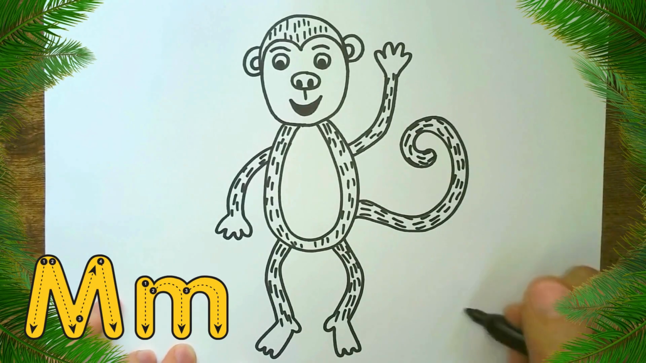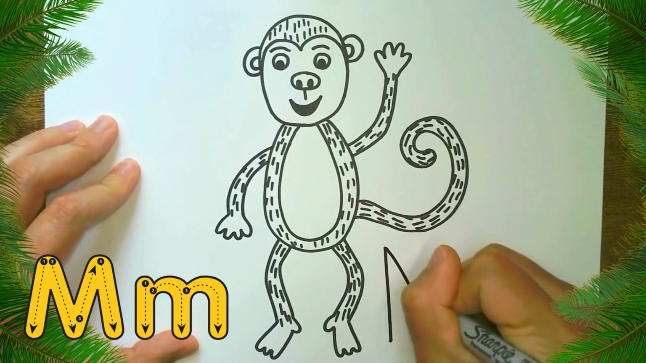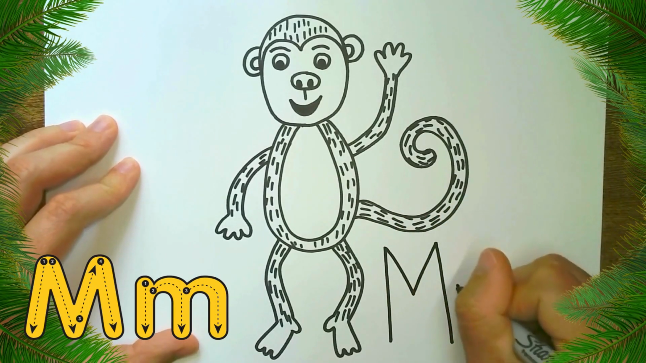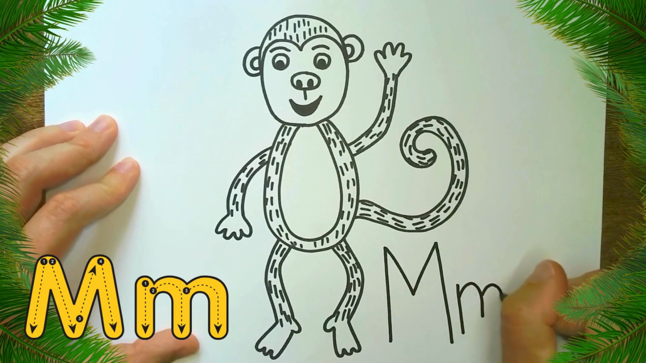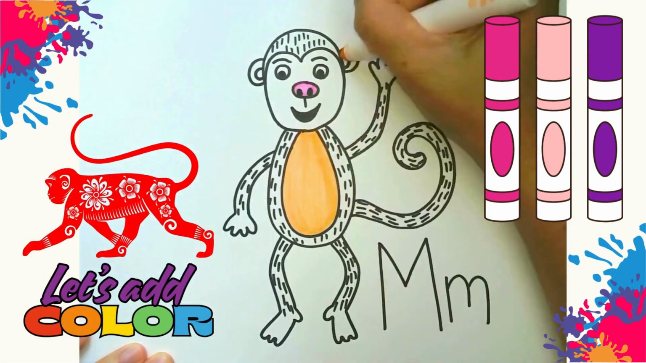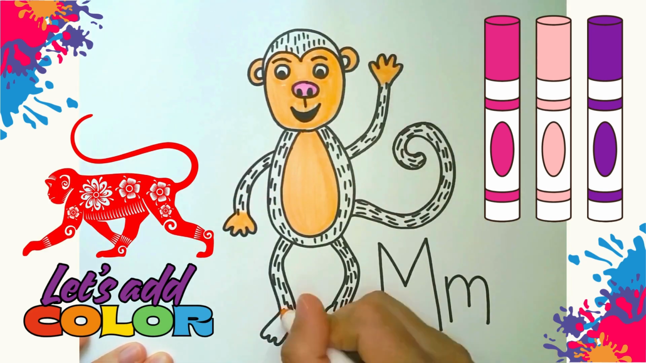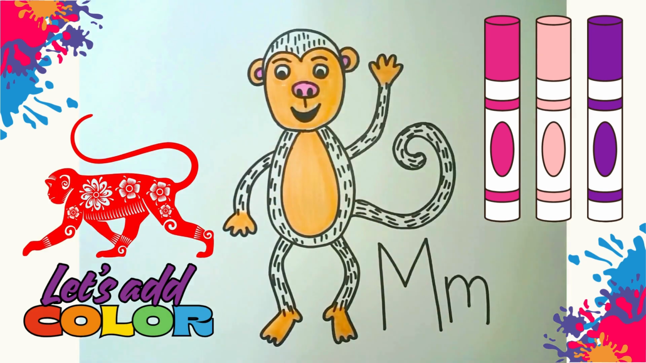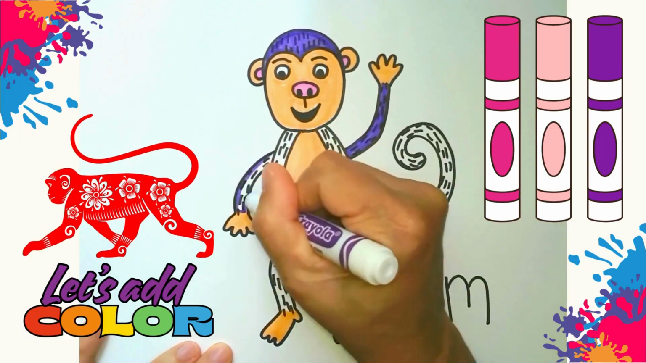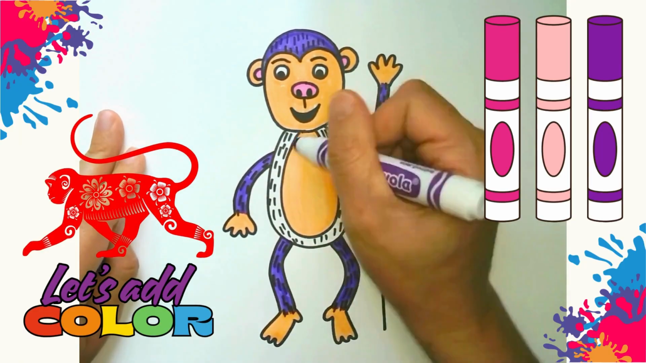Remember, monkey starts with the letter M. So I'm going to do a big M and a little M just to help you remember. All right, let's add some color to our monkey. I was feeling a little silly, so I decided to give my monkey a cute pink nose, kind of a peachy color, and then a fun pop of purple for his fur, just because.